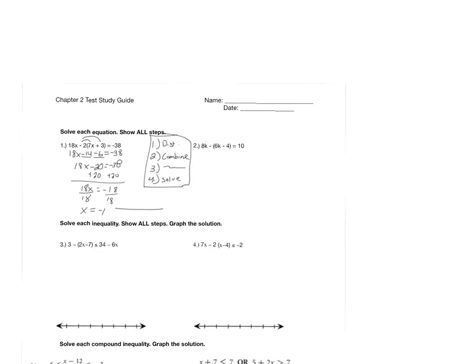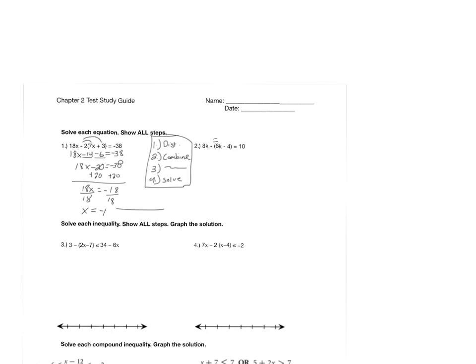So here again, we're going to need to distribute the negative. And if we do that, you're going to have 8k, because we're just bringing that down, minus 6k, and then the negative and the negative here will turn into a plus 4. That's going to equal 10. After we distribute, we're going to want to combine like terms, which we have like terms right over here. 8k minus 6k would be 2k, plus 4 equals 10. Then we just solve. Minus 4. You get 2k equals 6, divided by 2. You get your answer, which is k equals 3.